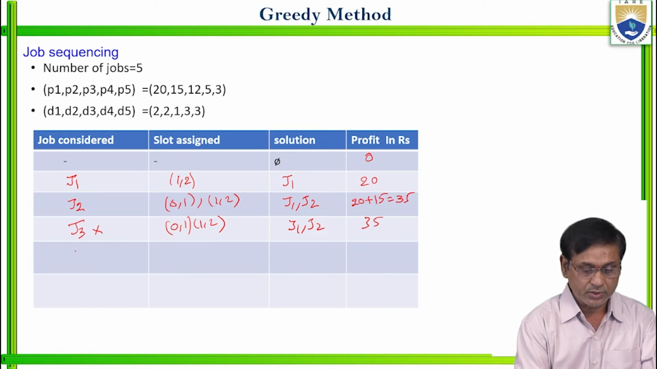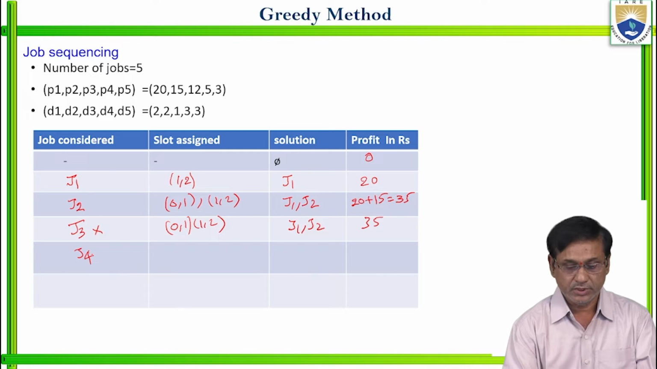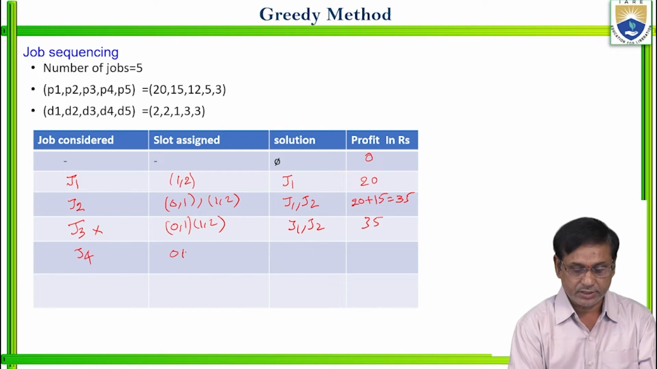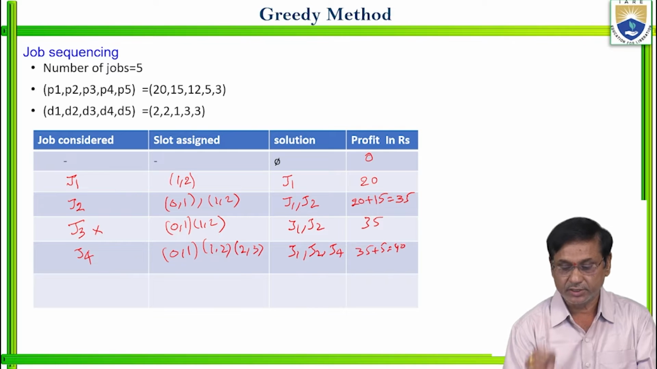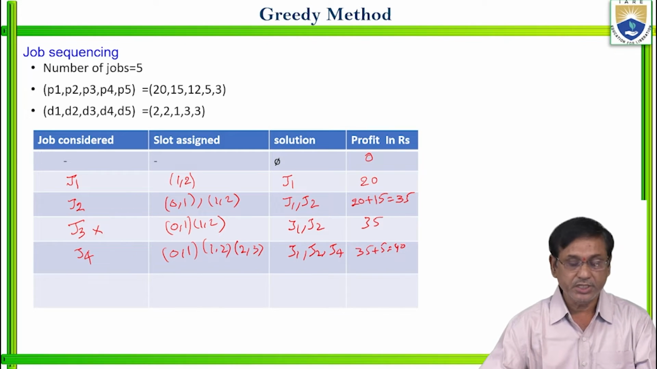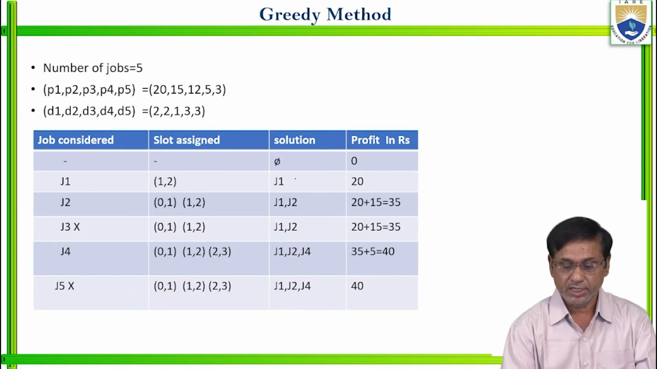Next, J4. We can consider J4 because it can wait up to 3 hours. So 0 to 1, 1 to 2, 2 to 3. And the solution is J1, J2 and J4. And the profit is 35 plus 5, that is 40. So like that we can sequence the jobs. Now you see, first we have to consider J1. The slot assigned is 1 to 2 and solution is J1 and profit is 20.